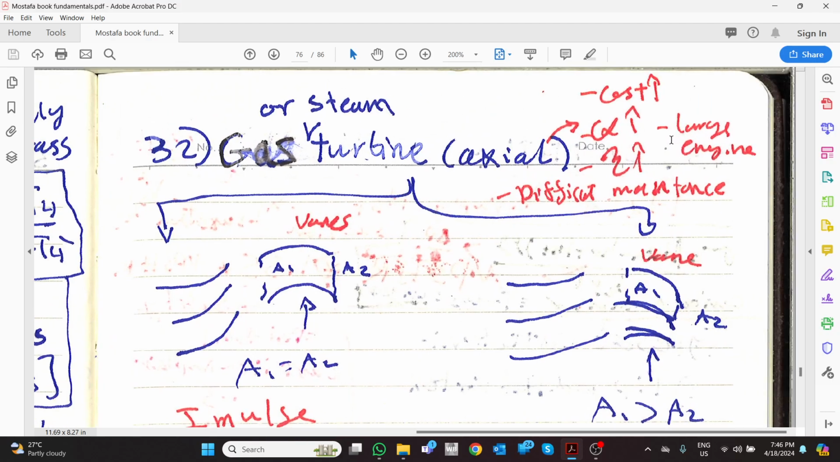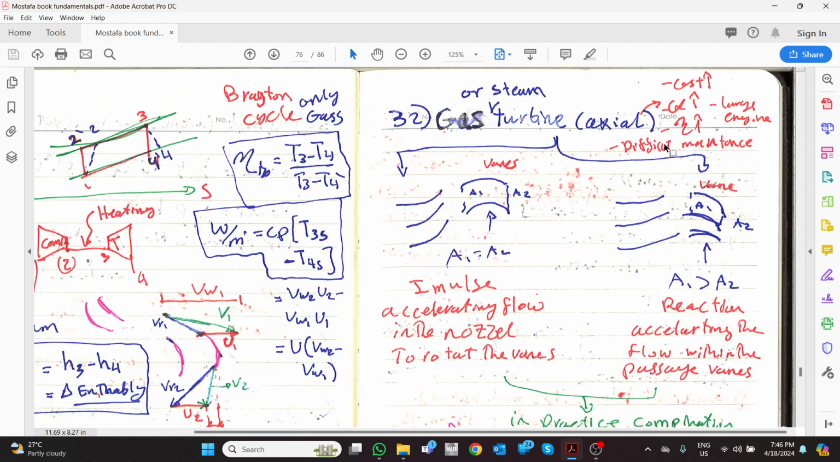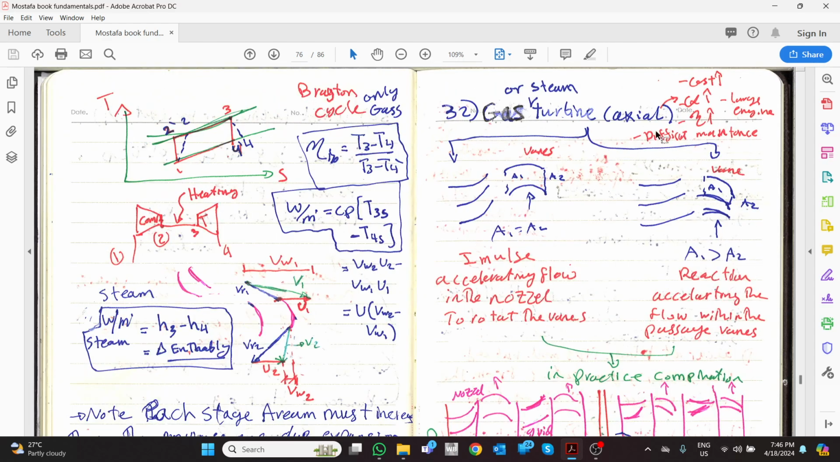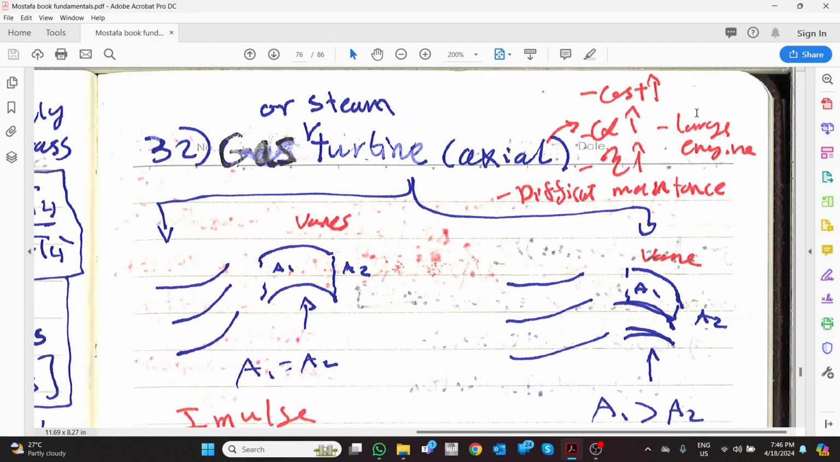Just to be in the picture, the axial turbine is very costly, but it gives very high flow for large engines, and it also has a high efficiency. It is also difficult to maintain, by the way, the axial.